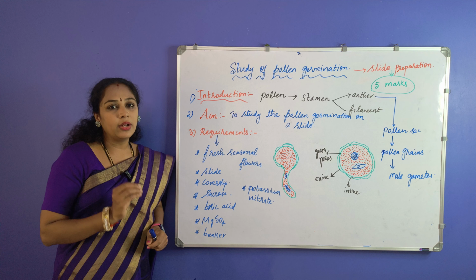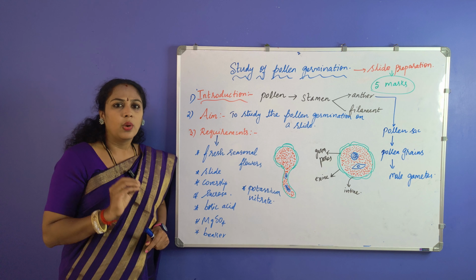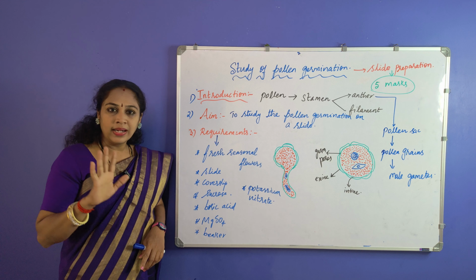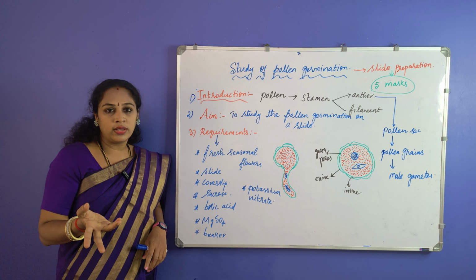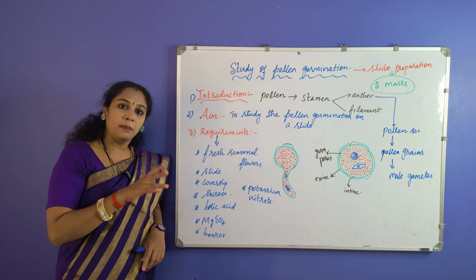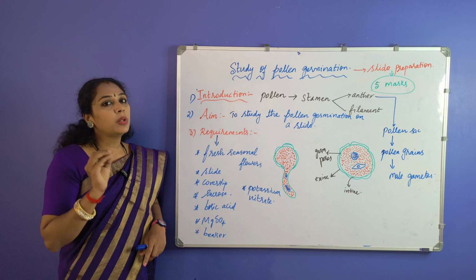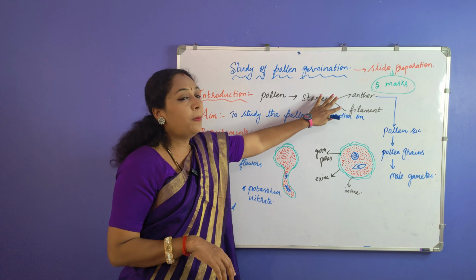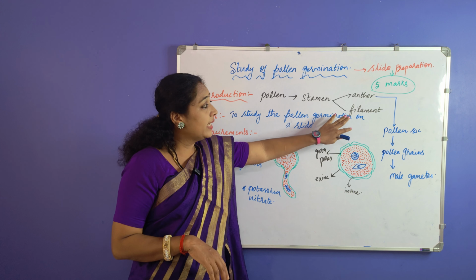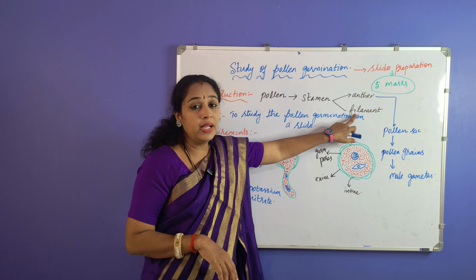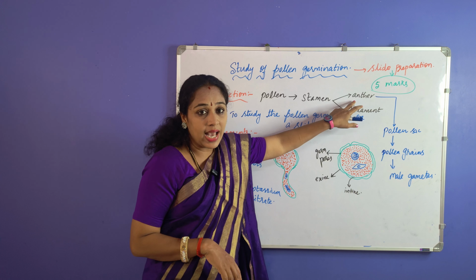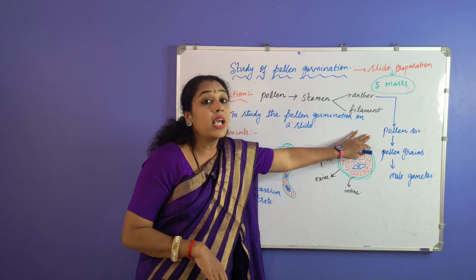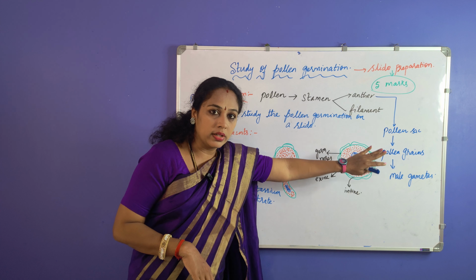When we talk about the introduction, first, what is pollen? Where is this pollen present? We all know that a flower contains a male part and a female part, or a flower may contain only male or female. The male part of the flower is called the stamen, and this stamen is divided into two parts, the anther and the filament. The slender stalk-like region is called the filament, and the bilobed structure is called the anther. That anther contains a sac-like region called the pollen sac, and inside that you have the pollen grains.